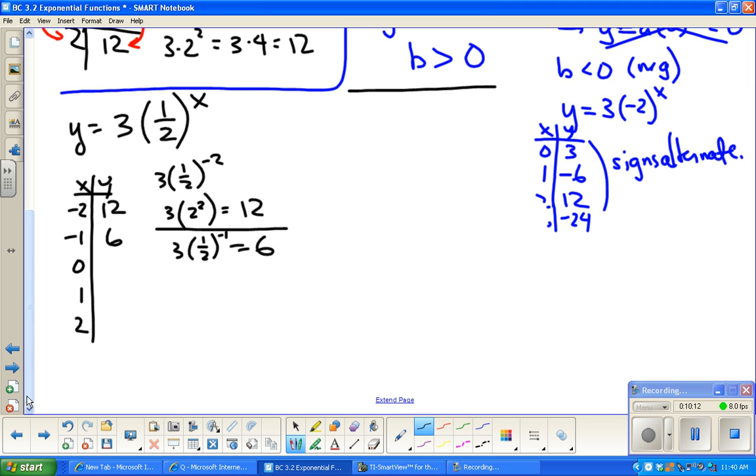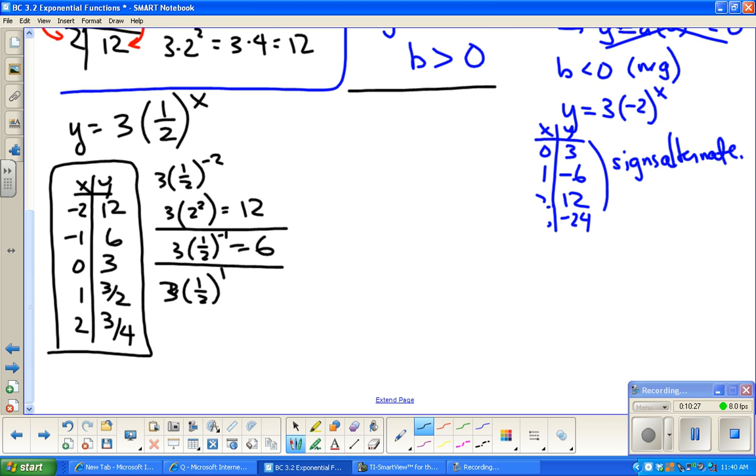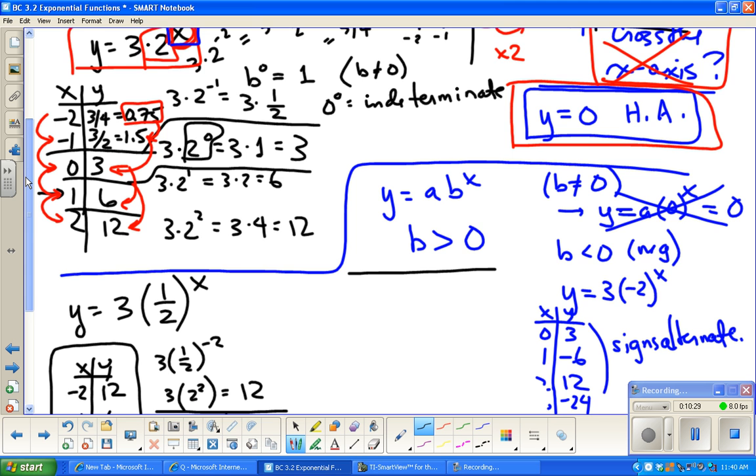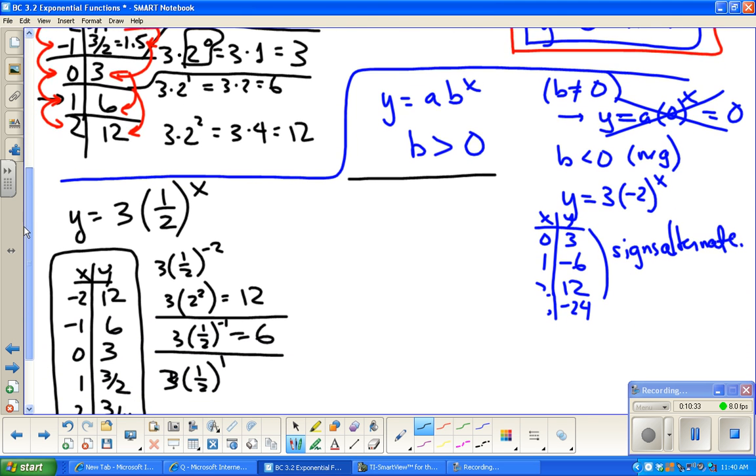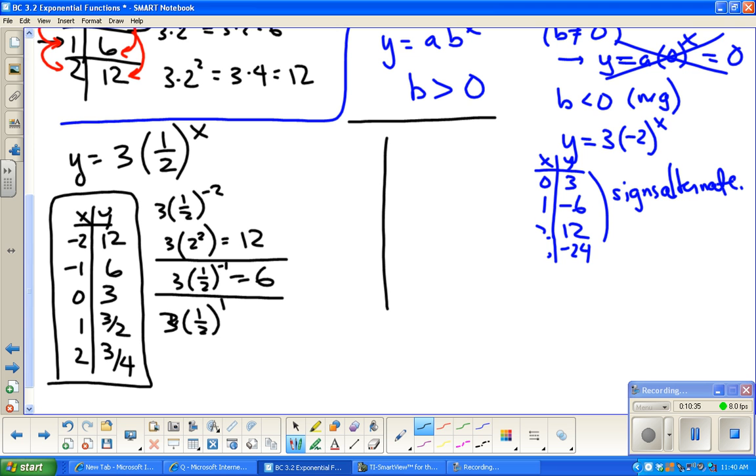1/2 to the 0 is still 1. 1 times 3 is still 3. Now if I do 3 times 1/2 to the 1, this is now 3/2. Now these numbers really should look familiar. They're actually the same exact numbers that we did before. They're just switched in order. Okay, so notice that they're the same numbers, just switched in order. Now watch what this does to the graph.